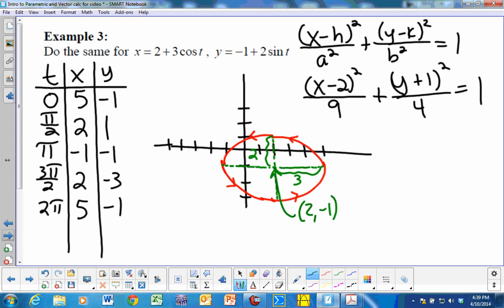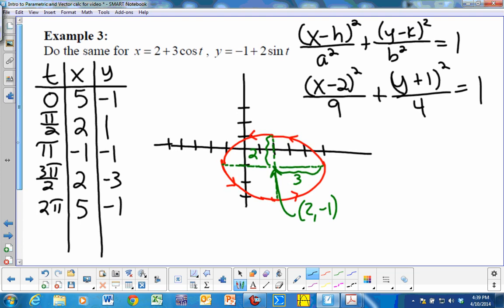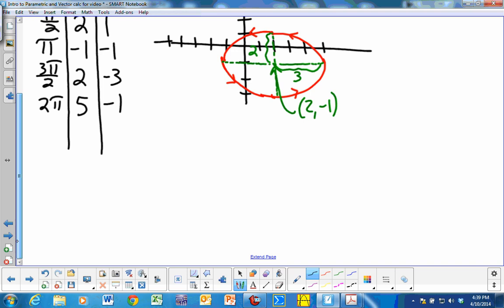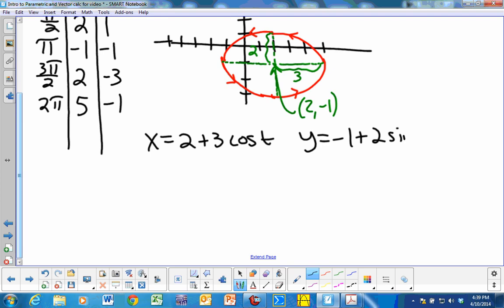So let's go through the process and eliminate the parameter and see if we're right, because that's the equation when you did an ellipse. So let me rewrite those down here where we can see them. I have x equals 2 plus 3 cosine t, and y equals negative 1 plus 2 sine t. Now if I look at that, this is not going to be like before, where you're able to just solve this for t, because you've got a cosine in there and a sine, and you get a cosine inverse and stuff, and that's kind of a mess.